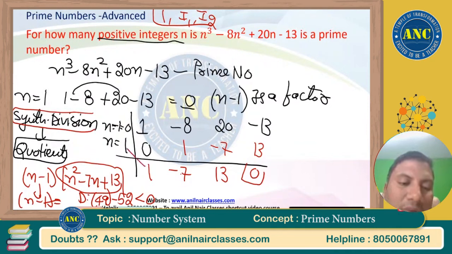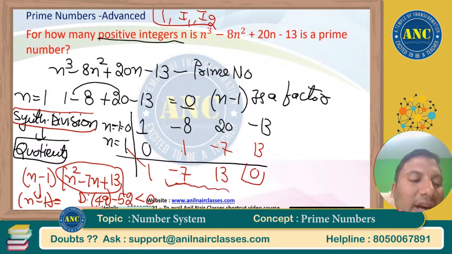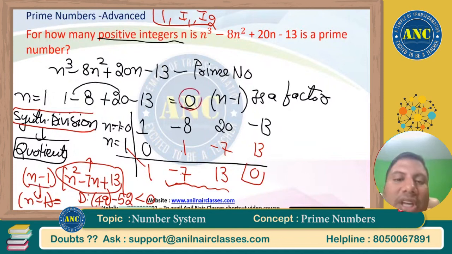Cross multiply: 1 ones are 1, minus 8 plus 1 is minus 7, cross multiply, 20 minus 7 is 13, 13 ones are 13. So when the cubic is divided by the linear factor, the remaining is n square minus 7n plus 13. The discriminant of this equation is less than 0. That means the roots are imaginary. At n value 1, I am getting 0. 0 is not a prime number. For the remaining, n is giving me imaginary values. So it will not satisfy.